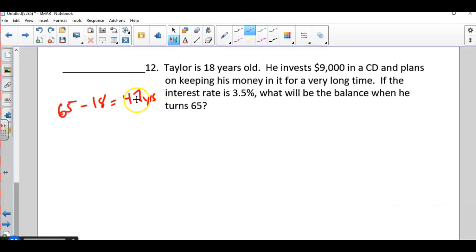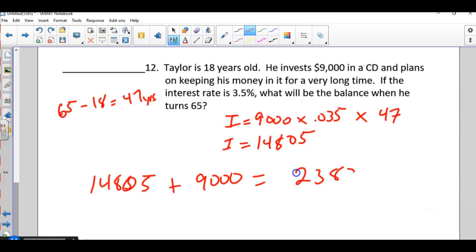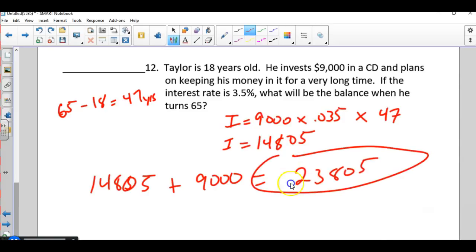Now we know it's 47 years. We're going to use a simple interest formula to figure out our balance. We take the 9,000, multiply that by 0.035, our rate, and multiply that by our years, 47 years. And what we get is 14,805. That's our interest. So now we know our interest. If we add our original investment to it, that gives 23,805. That is our balance after 47 years.